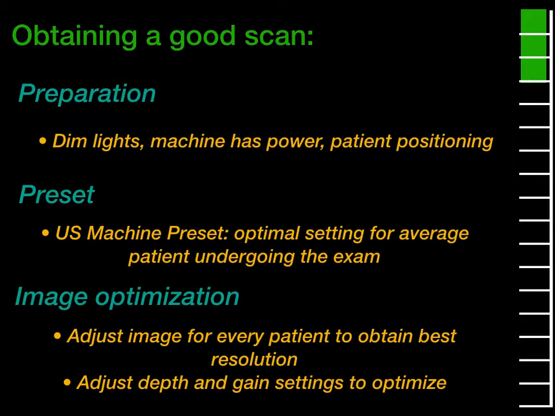Now, when you're preparing to perform an ultrasound exam, there's a couple things that come to mind in order to obtain a good scan. Naturally, you want to know the anatomy of the region you're assessing. Additionally, dimming the lights in order to see the monitor better, making sure your ultrasound has power, and also ensuring adequate patient positioning become important. Ultrasound machines have presets on them in order to provide you with the optimal setting for the average patient undergoing the exam. However, natural variations in body habitus merit optimization of that image using the depth and gain features in order to obtain the best view.